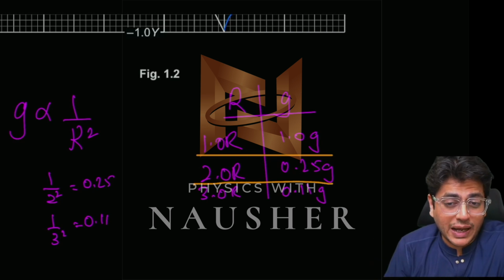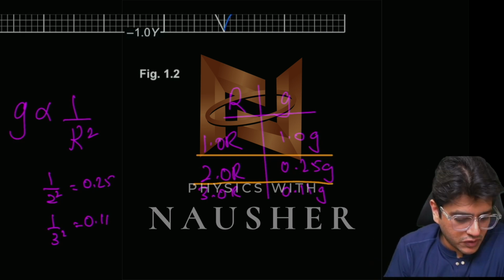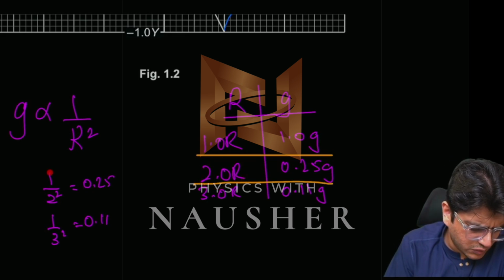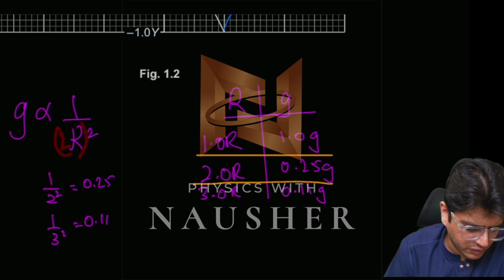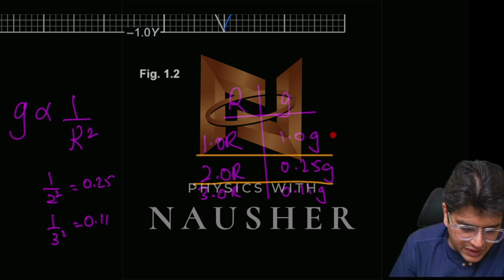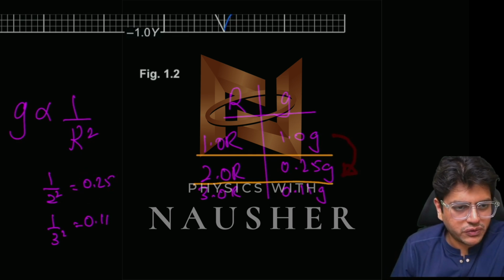In terms of g, answer the question. G is inversely proportional to R squared. When you say 2R, you're basically doing 1 over 2 squared, because the distance has doubled. 1 over 2 squared is 0.25. So the gravitational field strength goes down to 0.25 g.